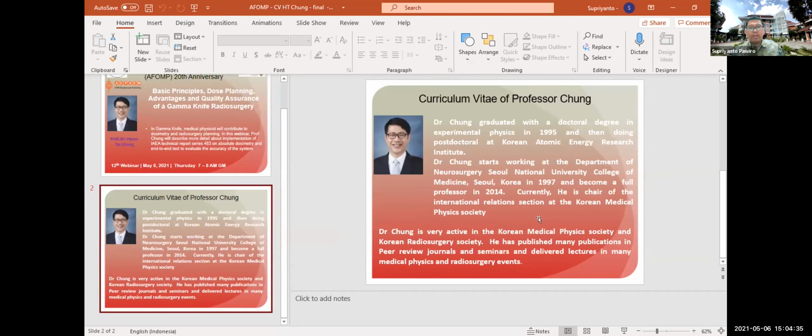Before Professor Chung delivers the lecture, I will show you his curriculum vitae. Professor Chung received his doctoral degree in experimental physics in '95 from Seoul National University, and then did postdoctoral research at the Korean Atomic Energy Research Institute. He started working at the Department of Neurosurgery, Seoul National University College of Medicine in '97 and became full professor in 2014. Currently, he is the chair of the International Relations section in the Korean Medical Physics Society. He is also very active in the Korean Radiosurgery Society. He has published many publications in peer-reviewed journals and delivered lectures at many medical physics and radiosurgery events.